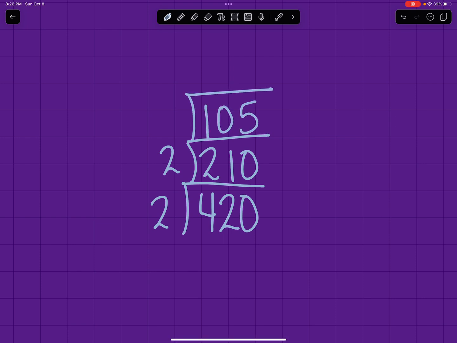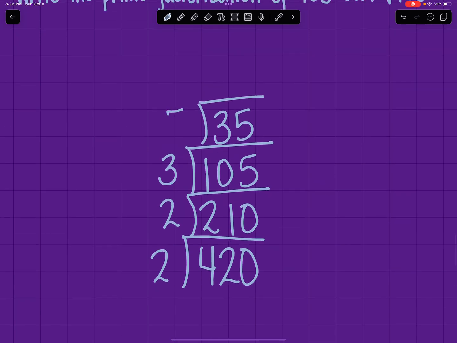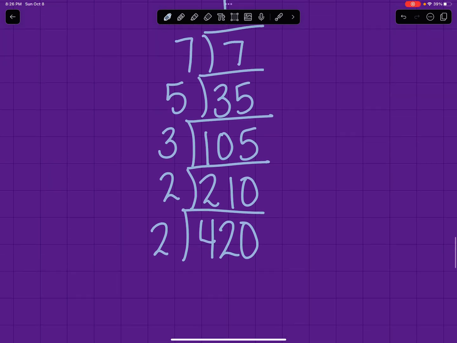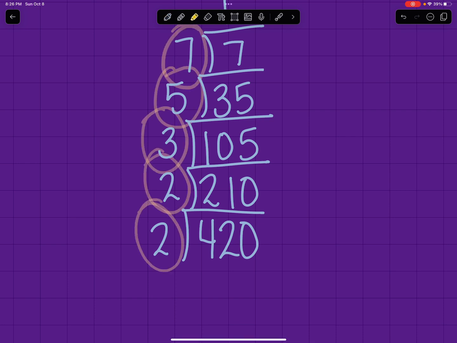Now 105 can be divided by 5 or it can be divided by 3. Let's divide it by 3. If we do that, we'll get 35 for an answer. Just keep going. 35 can be divided by 5. You get 7 for an answer. And then 7, if you divide that by 7, you get 1. So that means 7 is a prime number. All of these divisors are your prime factorization. That's just the other way to do it. You can choose which way is easier. I personally like the tree.